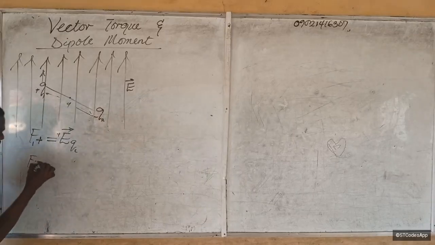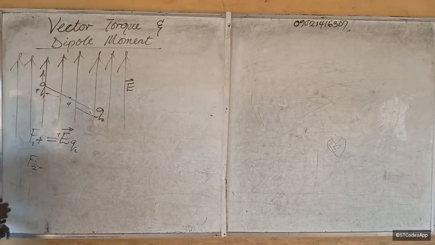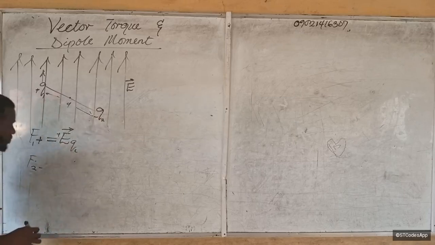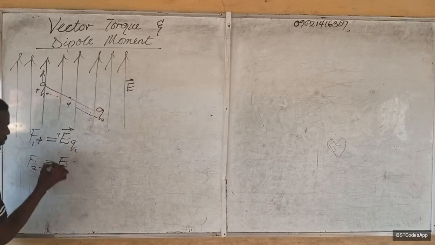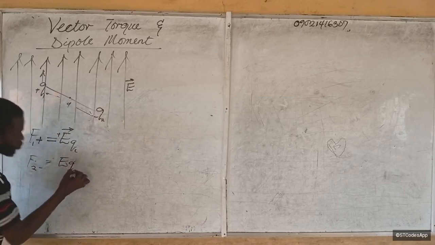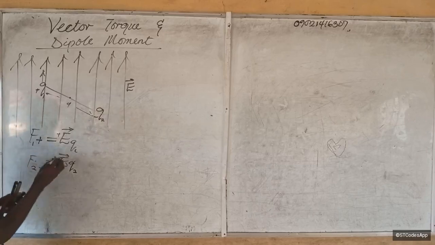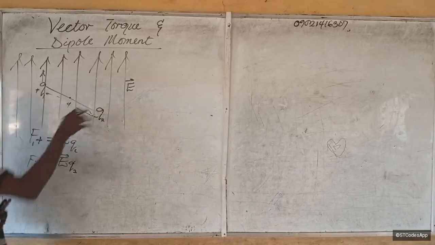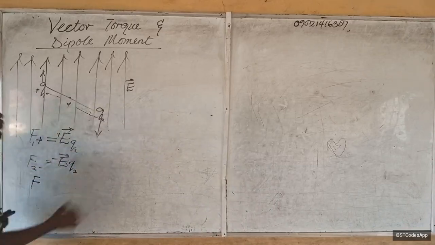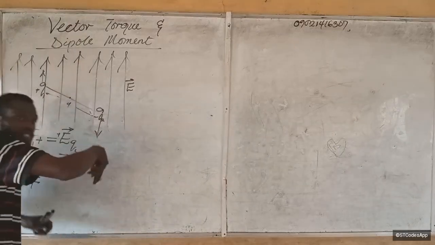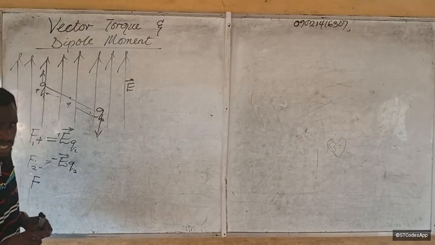And F2, let's call it F minus, is going to be the force on my negative charge Q2, and that will also be given by EQ2. Does that make sense? But notice this one is going to be negative. So the forces on this dipole act in opposite directions. Provided this one is acting in the upward direction, this one will be acting in the downward direction.